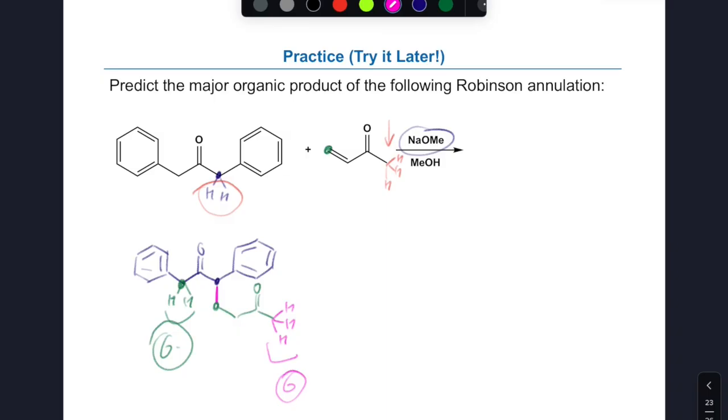So now we have to discriminate by something else. One of them is going to be preferred over the other, and that's where you could look back to the pKa's. Here, if I make the enolate at that center, so the corresponding enolate I would generate would look like this.